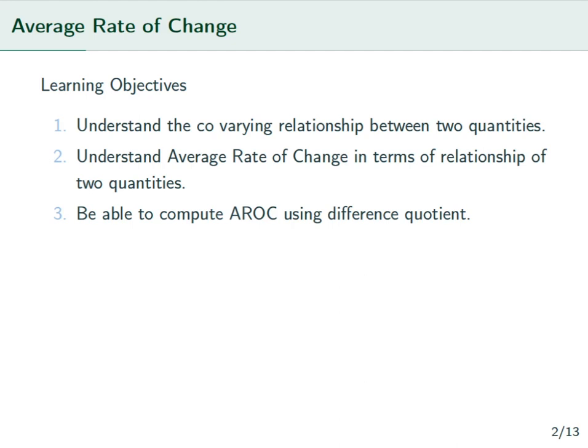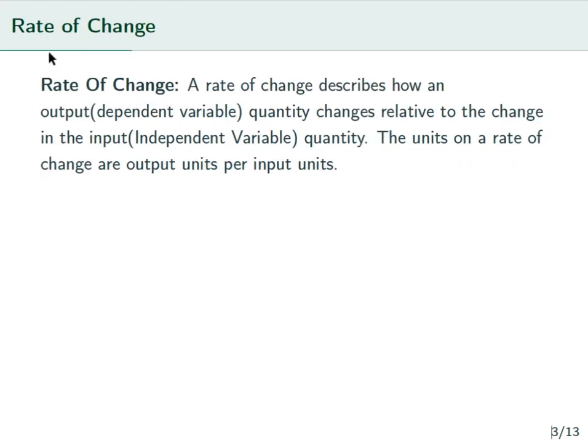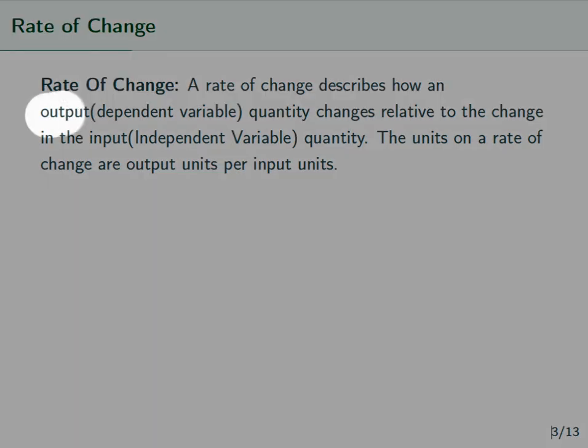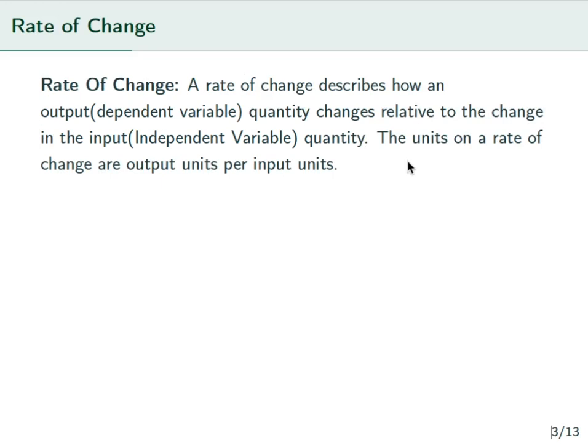So before we talk about average rate of change, let's discuss what a rate of change is. Rate of change describes how an output quantity, which is known as the dependent variable, changes relative to the change in the input quantity. So the units on a rate of change are output units per input units.